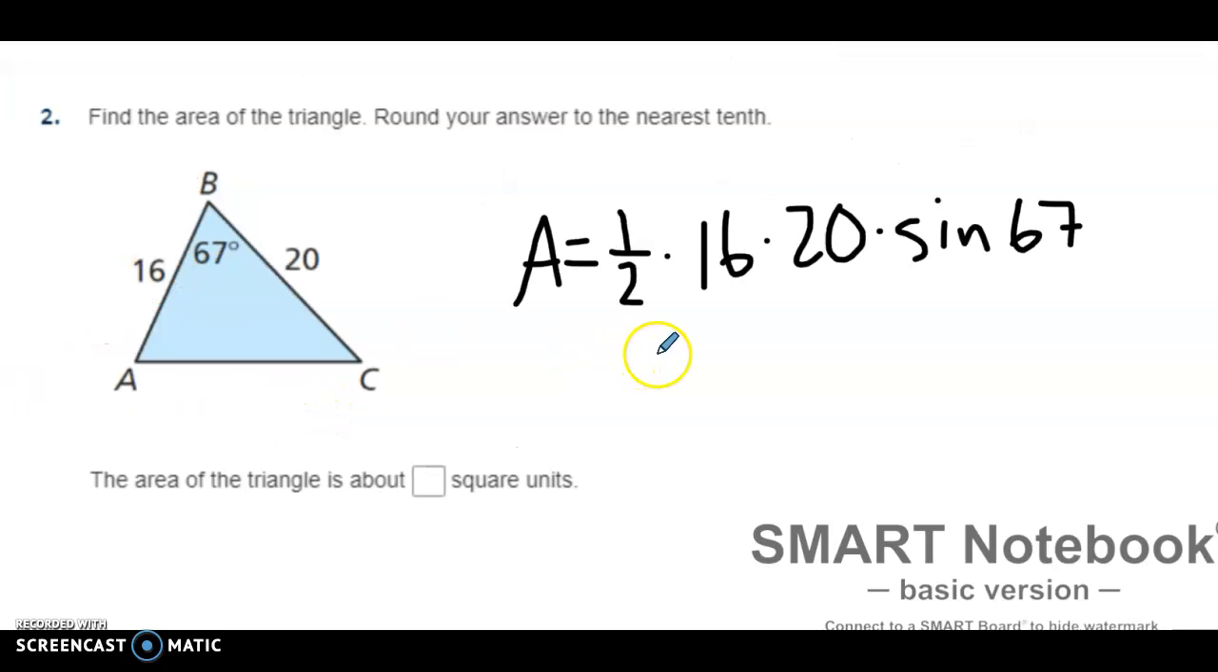Next one, same thing. Side, angle, side, 1/2 times the two sides times the sine of 67. Put that in your calculator, and you can just plug the whole thing in. That's the beauty of these graphing calculators. So I got 147.28077, but it says round to the nearest tenth, so that'd be 147.3.